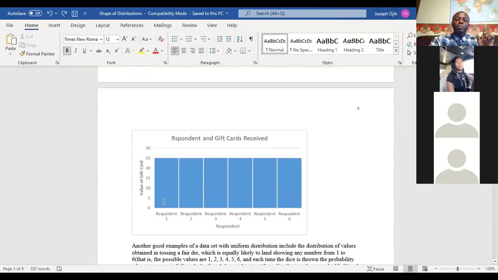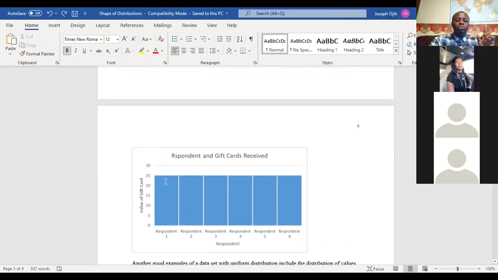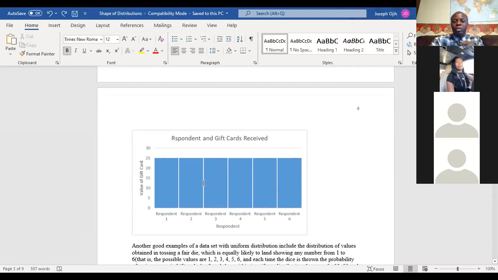So the first respondent will be, I used 50, but you can use a $25 gift card. That's what I drew here. The first respondent will get a $25 gift card. The second one gets a $25 gift card. The third one, so they all get the same thing. So we call it a uniform distribution. There are many real life situations that reflect this. Okay.